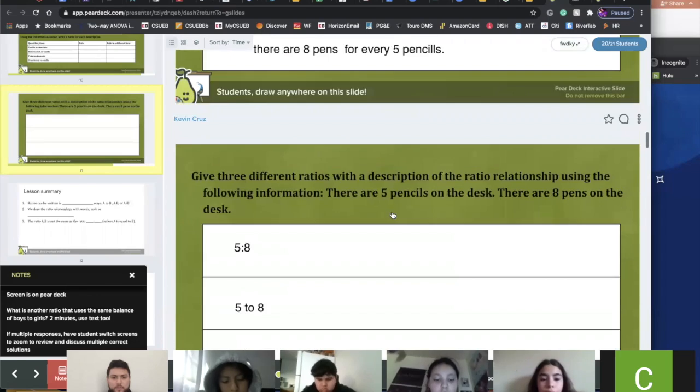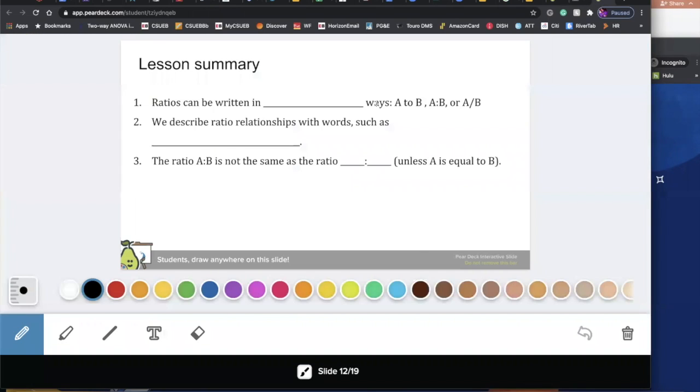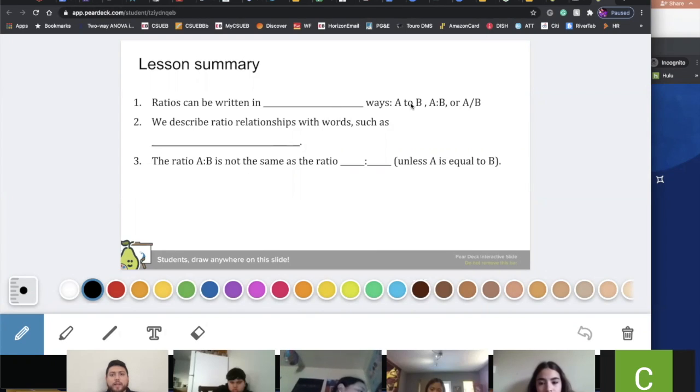Nice. So this last side. Ratios can be written in how many ways, guys? So I'm going to choose Shay. How many ways can we write it using these symbols? 3. 3, right? 3 different ways.